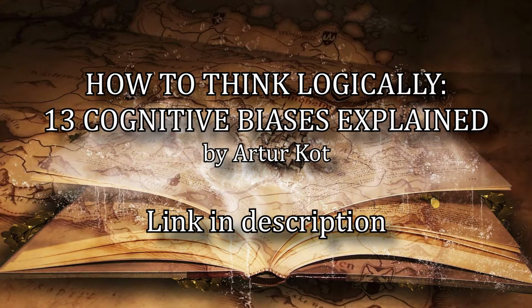7. Overconfidence and the planning fallacy. If you flip a coin 5 times and it lands on heads 5 times, what are the chances of it landing on heads when you flip it again? Still 50/50. Just because you were right a bunch of times in a row doesn't mean you will always be right.